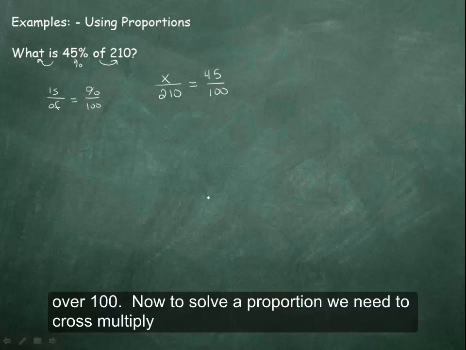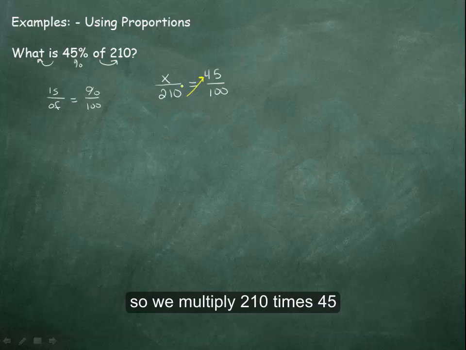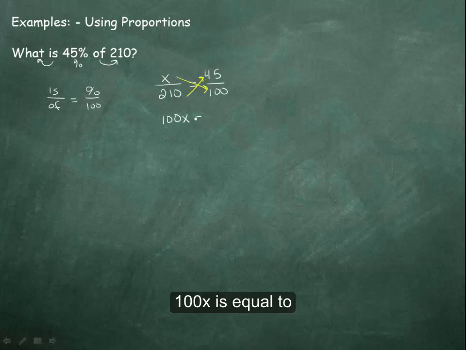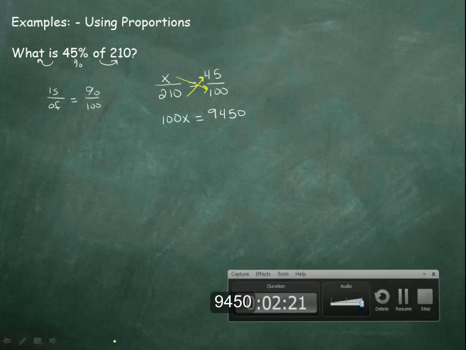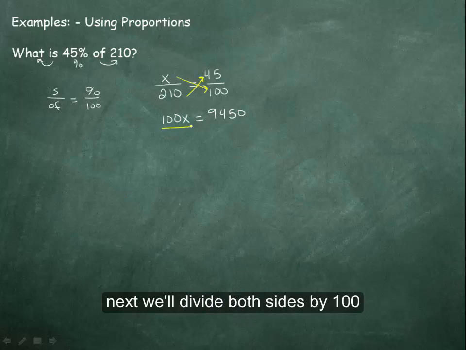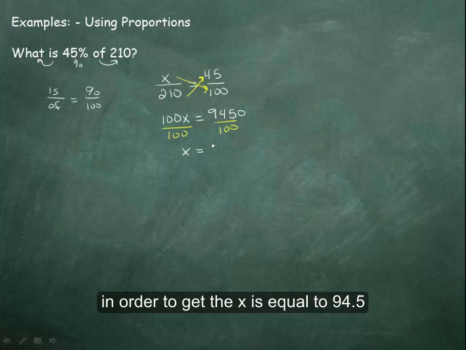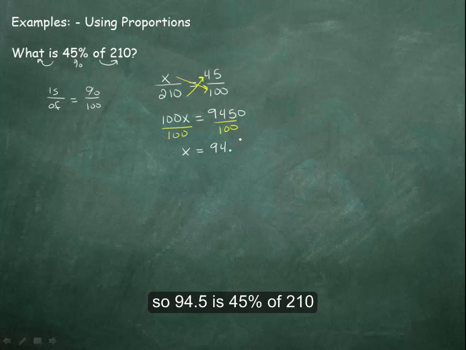Now to solve a proportion, we need to cross multiply. So we multiply 210 times 45 and x times 100. So we get 100x is equal to 9,450. Next, we'll divide both sides by 100 in order to get that x is equal to 94.5. So 94.5 is 45% of 210.